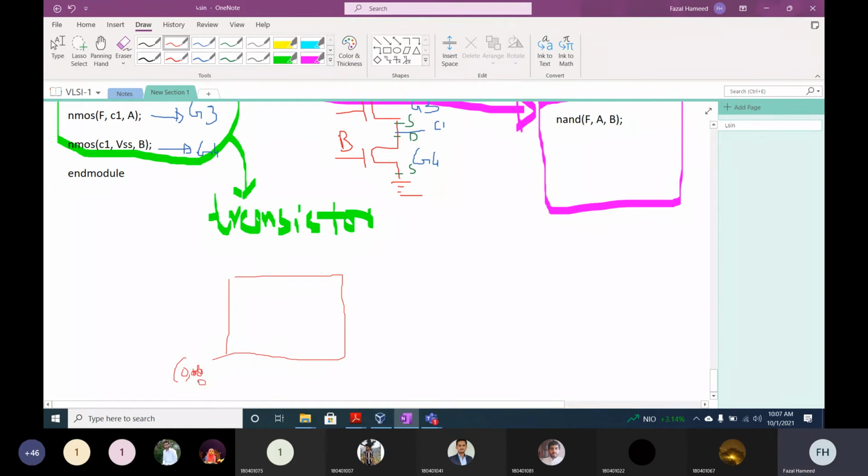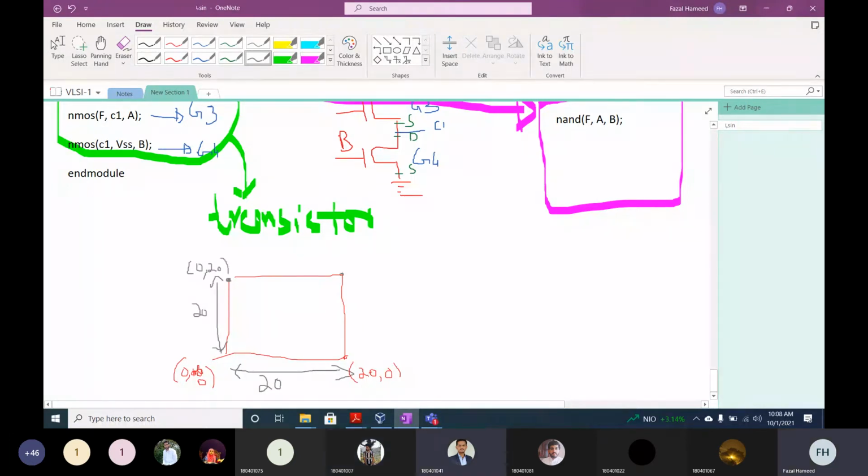This coordinate is 0, 0. And this coordinate is 20, 0. So what does it imply? That this block has a width of 20. Am I right? And if we have a height of 20, what will be this coordinate? 0, 20.